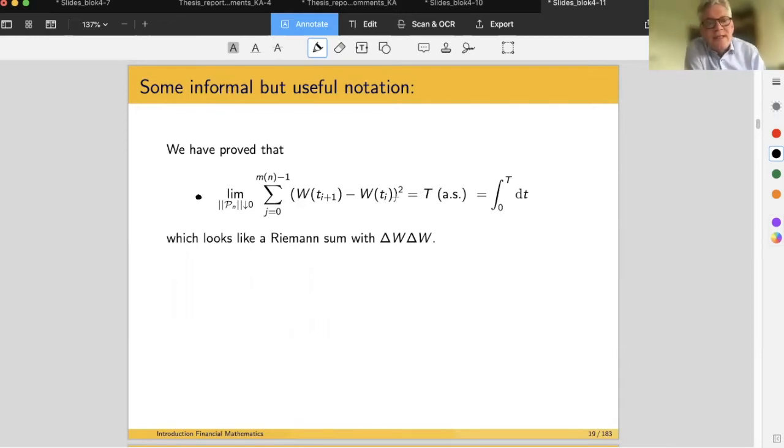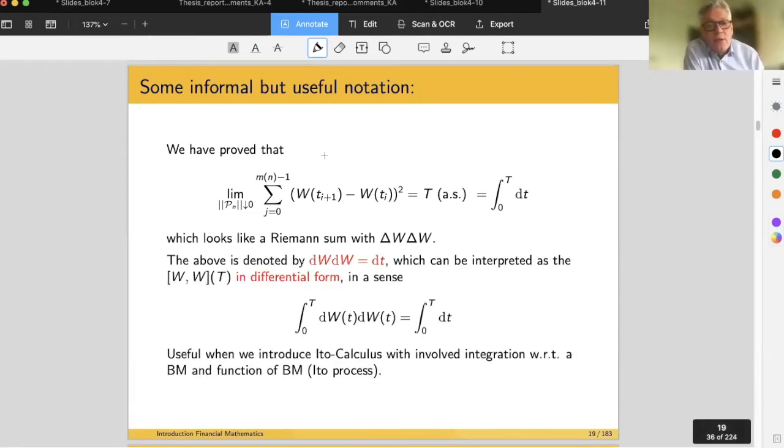Now, if we look at this carefully, we can see something like delta W, the increment in W, squared, because we have two of them. And if we look at that sum of delta W squared, it looks like a Riemann sum with delta W as the argument. If we take that mesh size to 0, so we make it smaller and smaller, we will turn the delta W into a dW. And that is how we get to our informal notation.